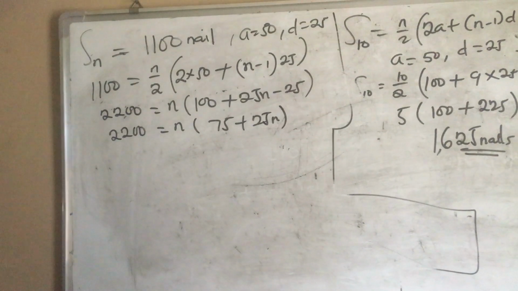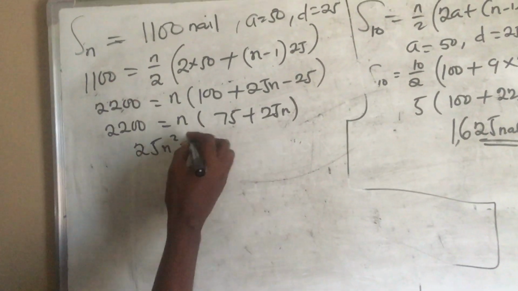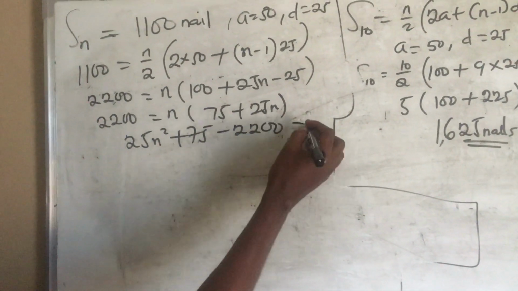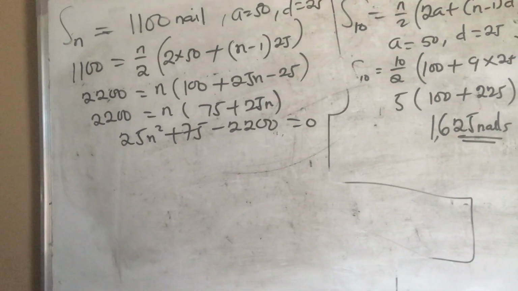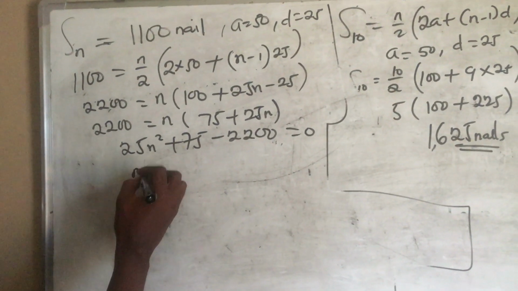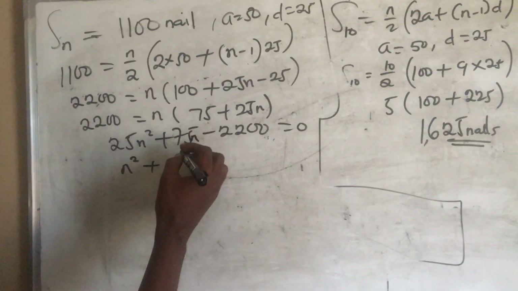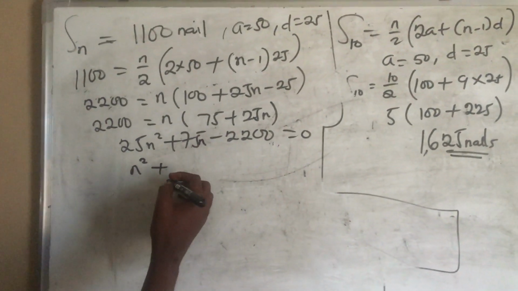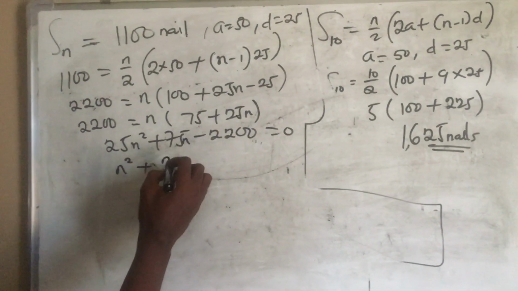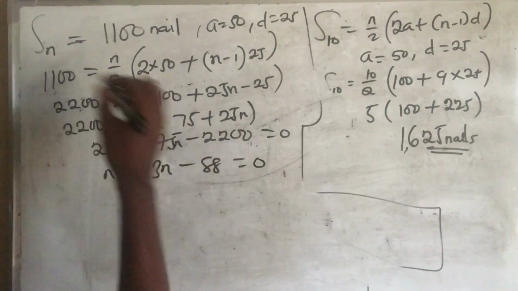If I open the bracket with n, that means I will have 25n squared plus 75n minus 2200 equals 0. This leads us to a quadratic equation. If I divide through by 25, then I have n squared plus 75 divided by 25, that was 3n, and 2200 divided by 25, this will be minus 88, equals 0.